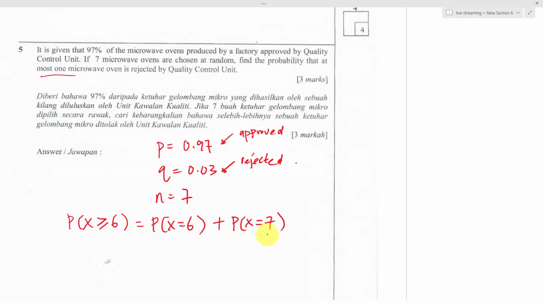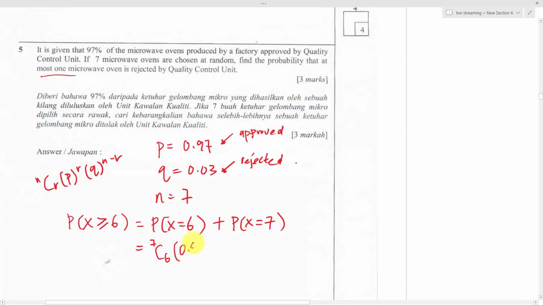Or you can change your P and Q value, make the P equals to 0.03, Q equals to 0.97. You can do like that. But I just do like this, it's easier for me. Then I sub in the formula. Formula is nCr, p^r, q^(n-r). I just sub into this formula.